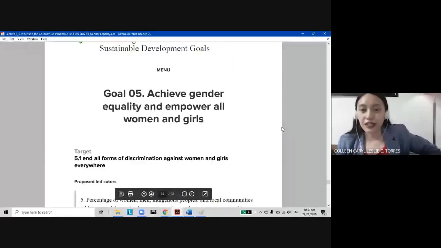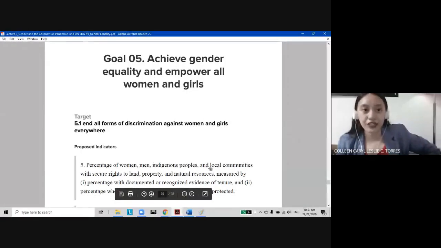Now, let's discuss the United Nations Sustainable Development Goals and how gender equality is really measured. In the handout posted in Google Classroom on gender equality, I shall share it. Okay, so here, class, we see the page. It's found on pages 30 to 31 in the handout on gender equality here in the Google Classroom, of course.